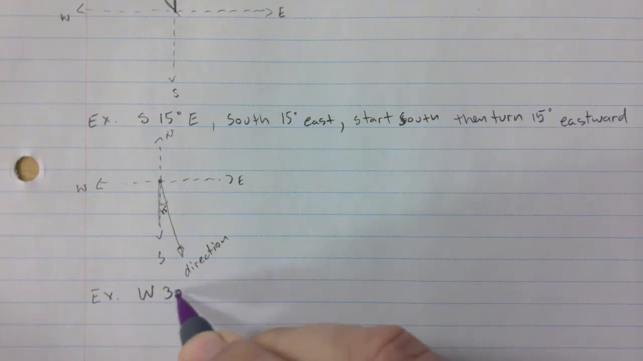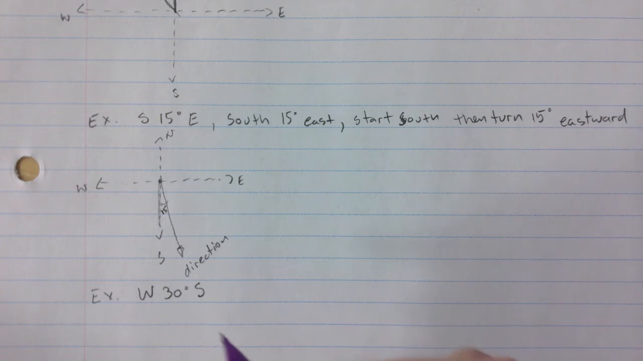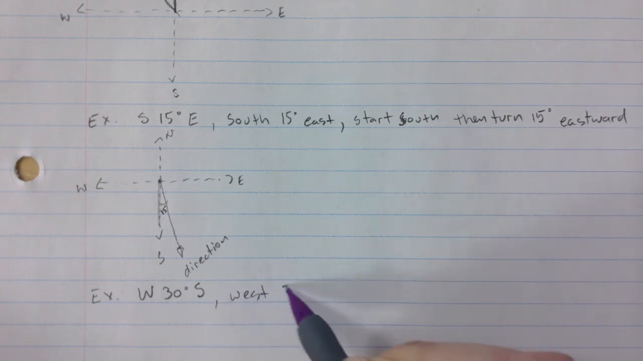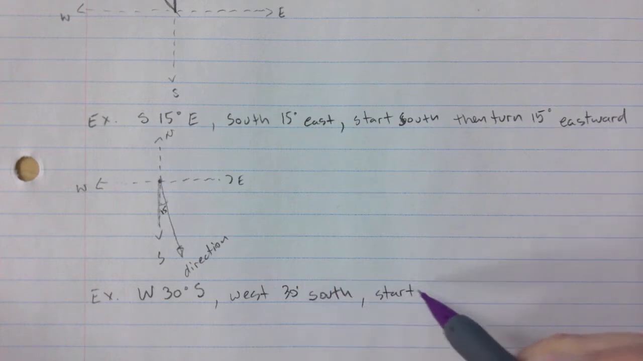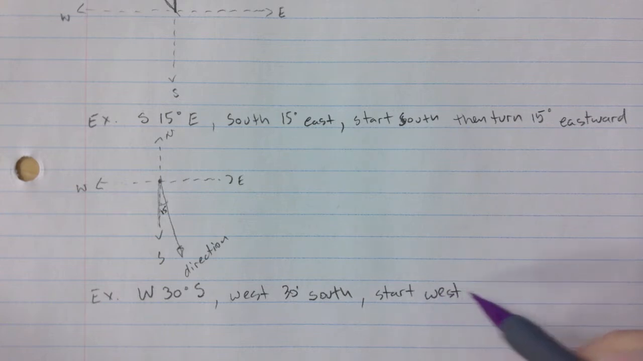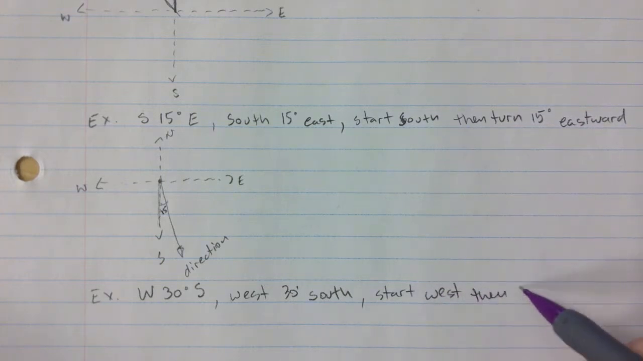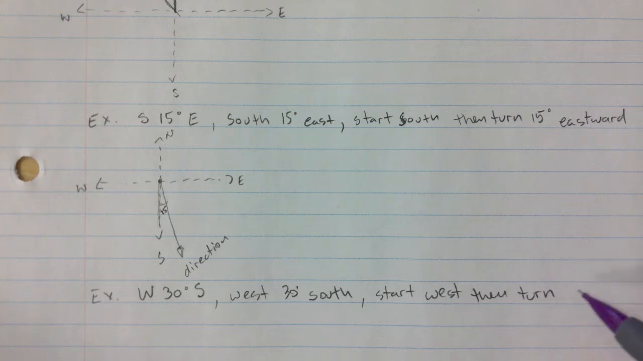West 30 degrees south. It reads west 30 degrees south: start west, then turn 30 degrees southward.